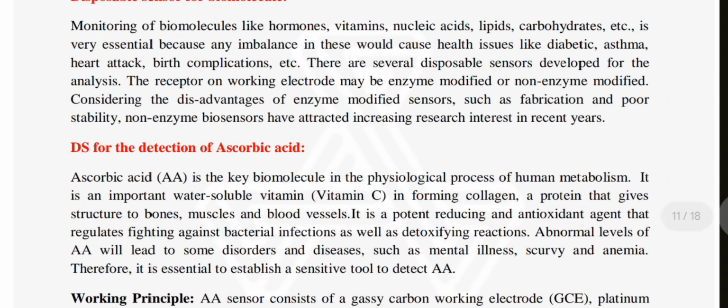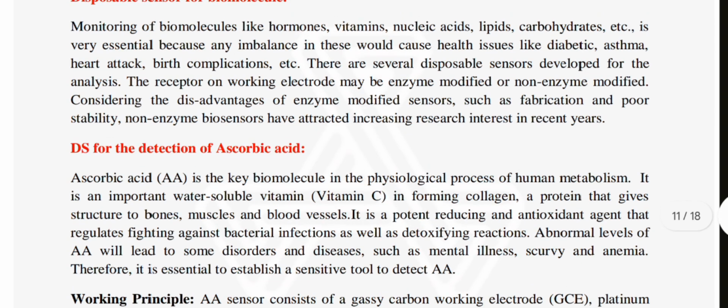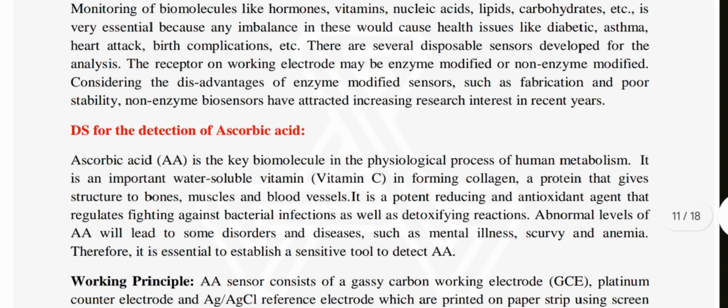Disposable sensors of biomolecules. Monitoring of biomolecules like hormones, vitamins, nucleic acids, lipids, carbohydrates, etc. is very essential, because any imbalance in these would cause health issues like diabetes, asthma, heart attack, birth complications, etc. There are several disposable sensors developed for the analysis. The receptor and working electrode may be enzyme modified or non-enzyme modified. Considering the disadvantages of enzyme modified sensors, such as fabrication and poor stability, non-enzyme biosensors have attracted increasing research interest in recent years.